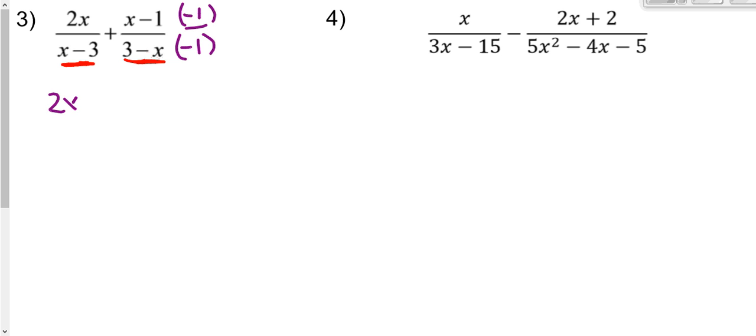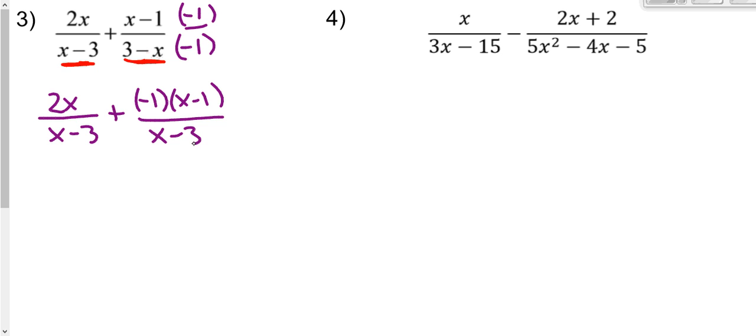So now my first fraction is still 2x over x minus 3. And my second fraction is negative 1 times x minus 1 over, what is the new denominator going to be? It's going to be x minus 3. Now I could have also simplified the numerator at that point. I'll do that now. So 2x over x minus 3 plus 1 minus x over x minus 3.